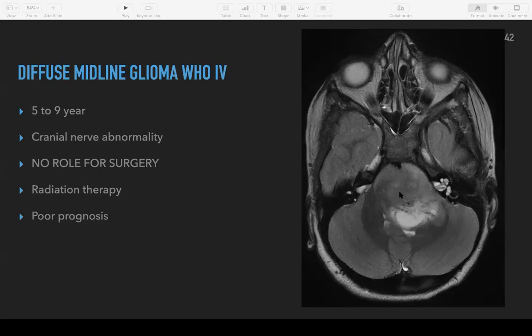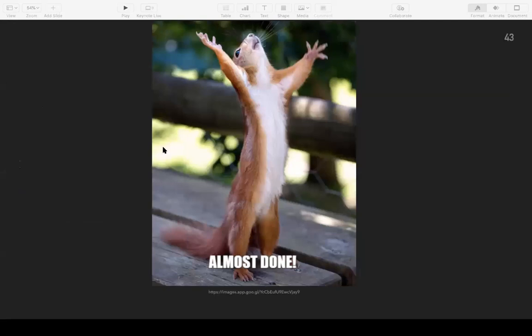Radiation therapy is usually palliative, so it doesn't affect the patient's prognosis, and unfortunately, the majority of them will die within 2 years. The usual presentation is cranial nerve abnormality, mainly the lower cranial nerves, and the cranial nerve in relation to the location. The age of presentation is between 5 to 9 years of age.